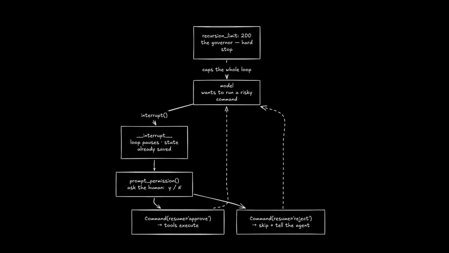So that's the agent loop. In code, build the graph, compile it, stream it. The loop is a state machine you declare, not a for loop you write. Its memory is a checkpointer. Its life is a stream of reason, act, and observe. And its safety is a governor and a pause button, wired into the machine itself.